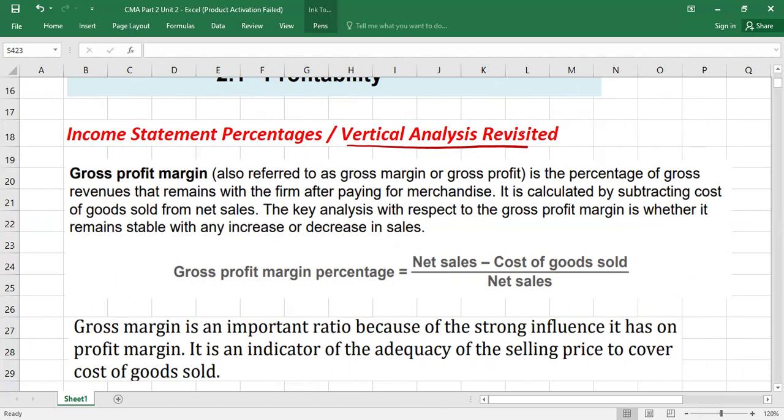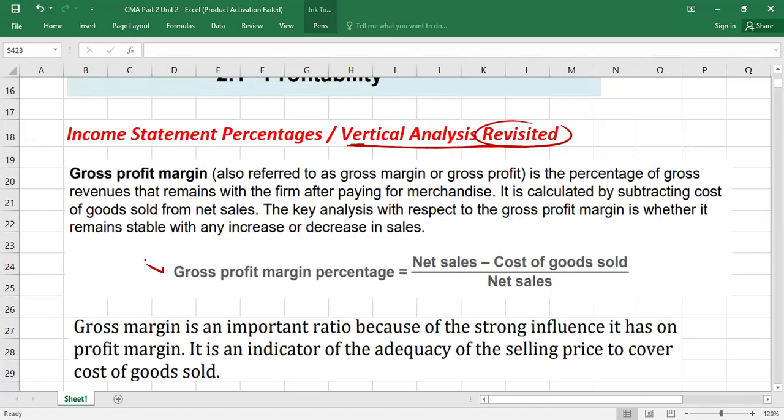So first ratio I'm going to start now. Please don't forget the heading. It is written here, vertical analysis revisited, right? Because you are going to repeat those same things. Understood? So first we are discussing here gross profit percentage, how it is calculated.